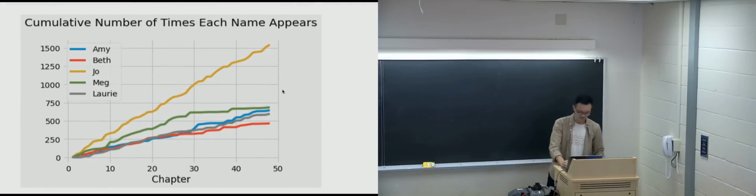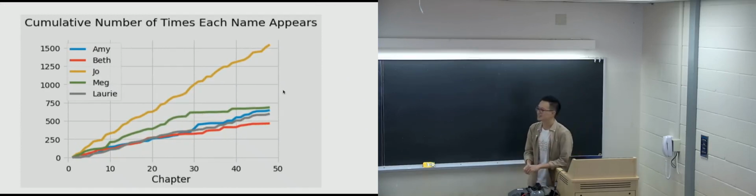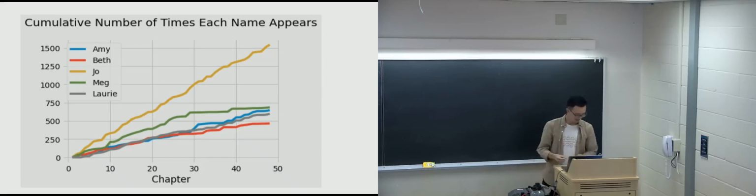Okay, so what do we see? Who's the main character of this book? Can you tell? Joe, right? Okay. And we got that information without reading the book at all, right? So we didn't have to go in and read it. Just from a plot, we can see, okay, well, it looks like Joe is pretty important.